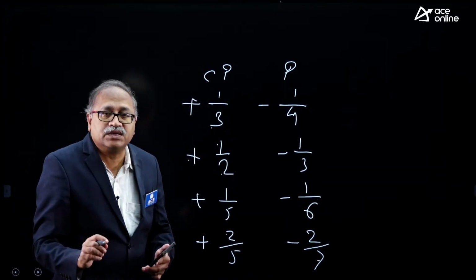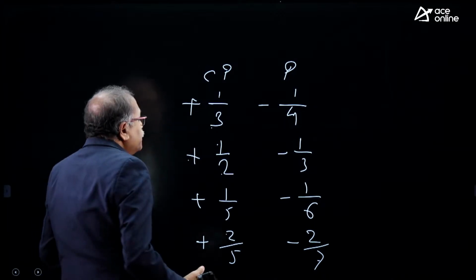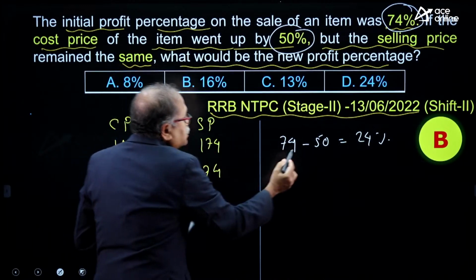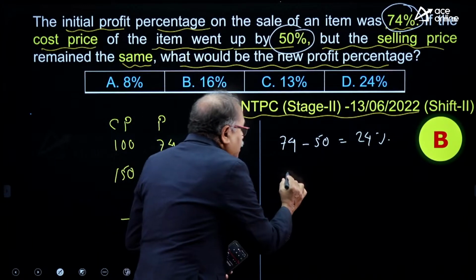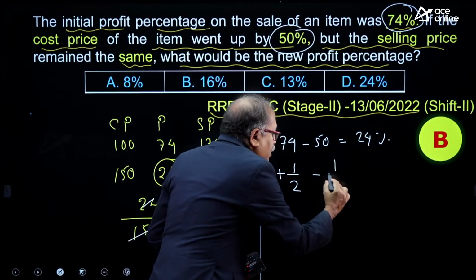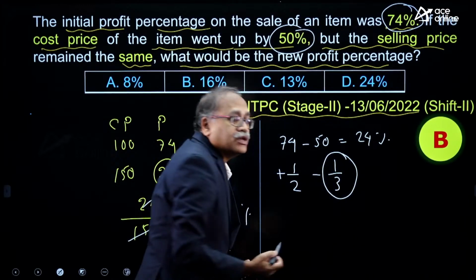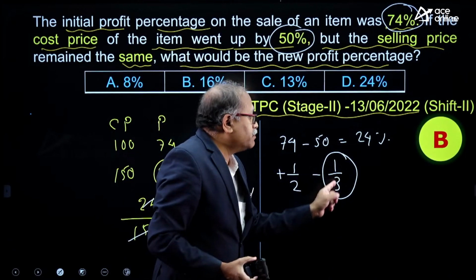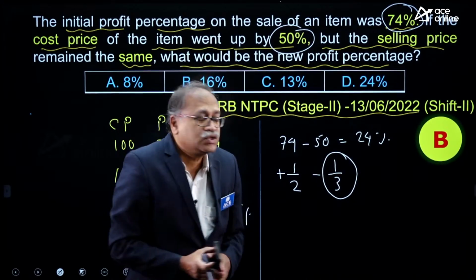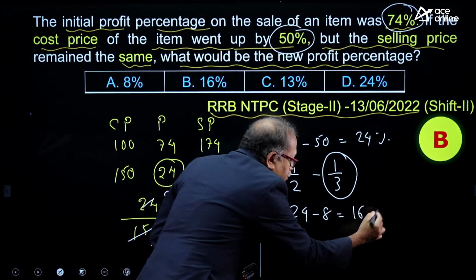This is what we discussed in our basic class. So once you understand that part, let me go to this question here. As the cost price CP is increased by 50%, that is plus 1/2, then the profit will decrease by 1/(2+1), that is 1/3. So 24% profit is there, decrease that 24% by one third. So what is 1/3 of 24? That is 8. So my actual profit will be 24 minus 8, which is nothing but 16%.